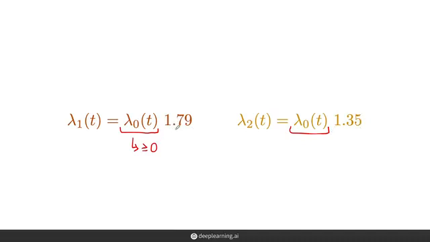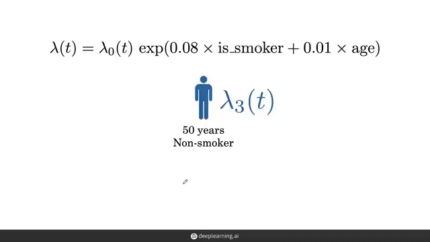Because the factor on patient 1 is higher, this means that patient 1 always has at least as much risk as patient 2, if not higher at every time point. And so we can now compute the hazard for some new patient 3.